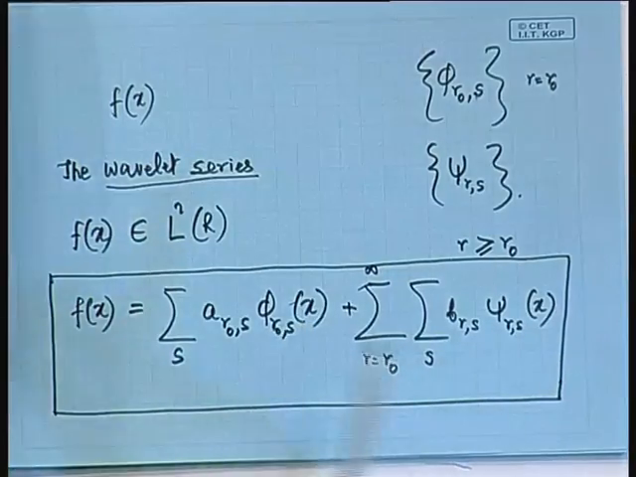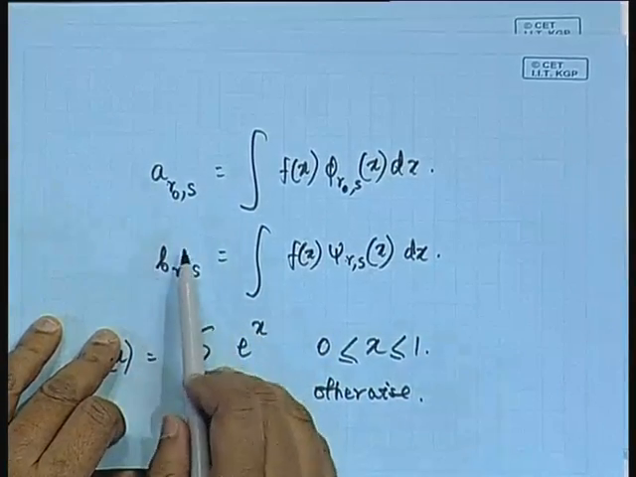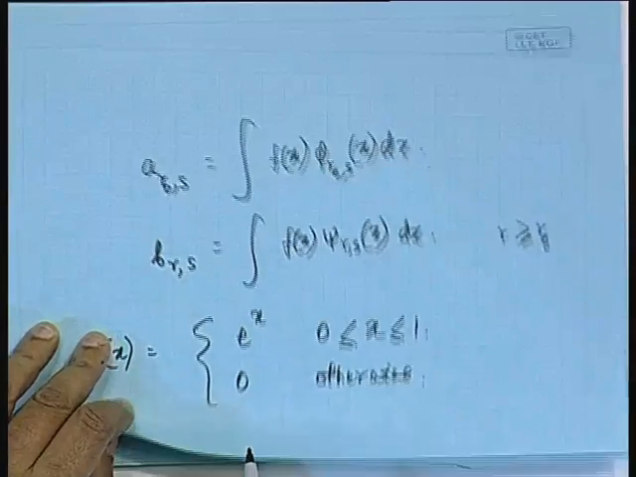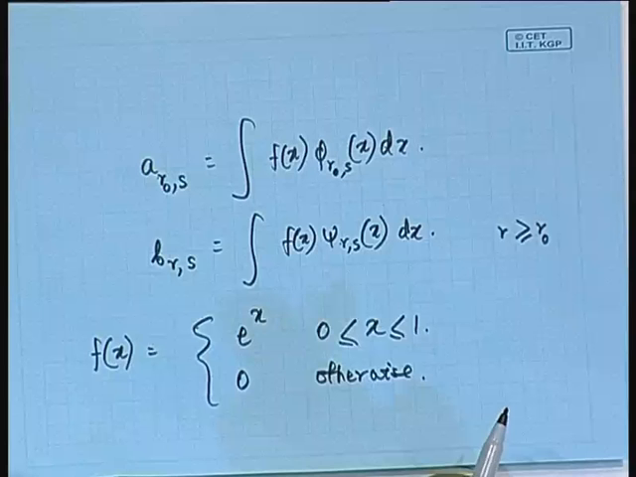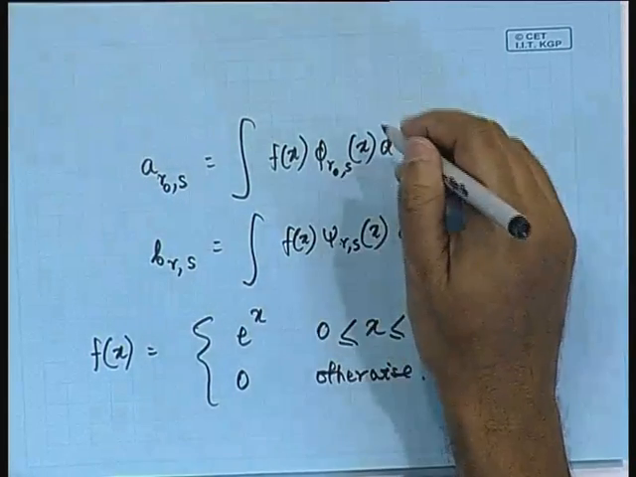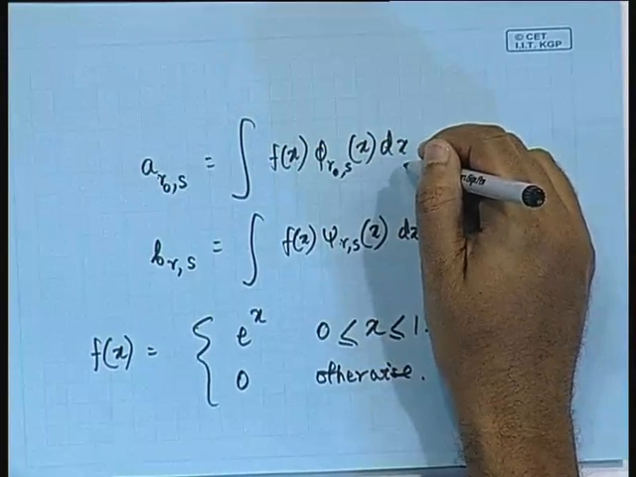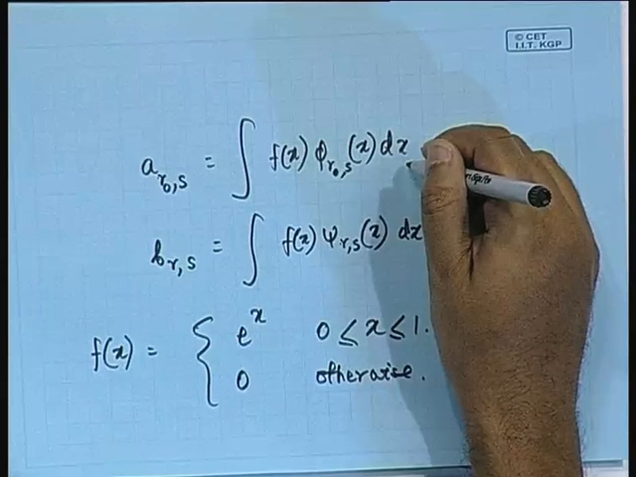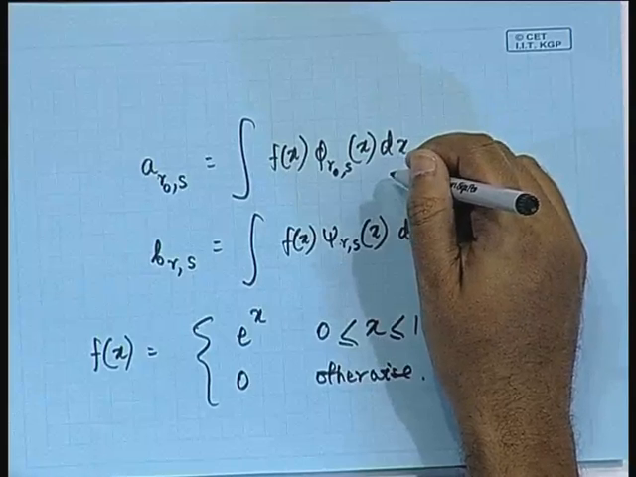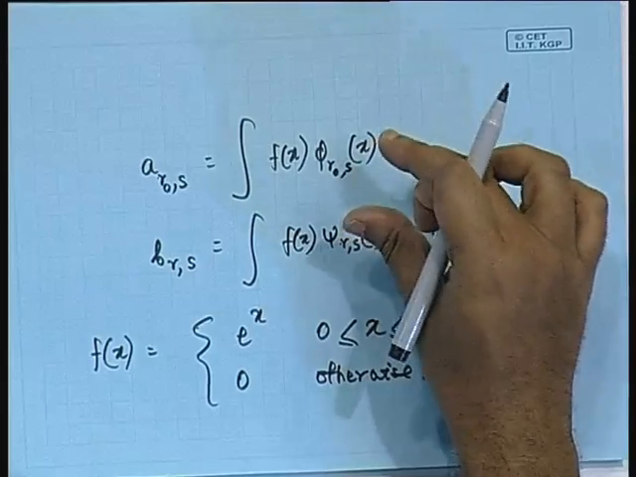And what we did here is how to compute the coefficients a r 0 s and b r s, where r happens to be greater than or equal to r 0, where the integral expressions are coming in. Now, the integral expressions are okay as long as x is a continuous variable, because it is integrated with respect to x. But when we are considering the signal itself to be discrete, in that case the functional form of this has to change.